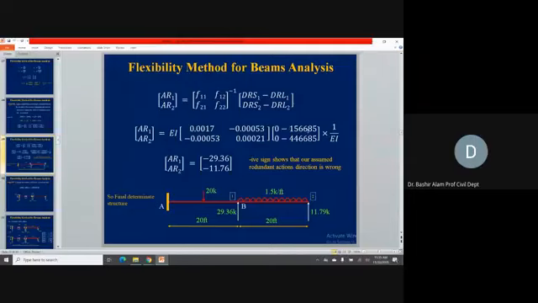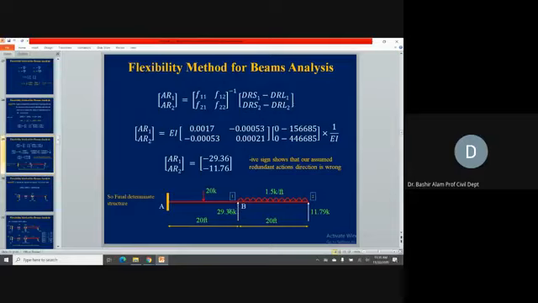Now, when we solve this, AR1 and AR2 come out as minus 29.36 and minus 11.76. The minus signs show that the initially assumed directions of AR1 and AR2 were wrong. We need to just reverse the direction. So here you can see AR1, we are reversing the direction. Instead of downward, we are making it upward.